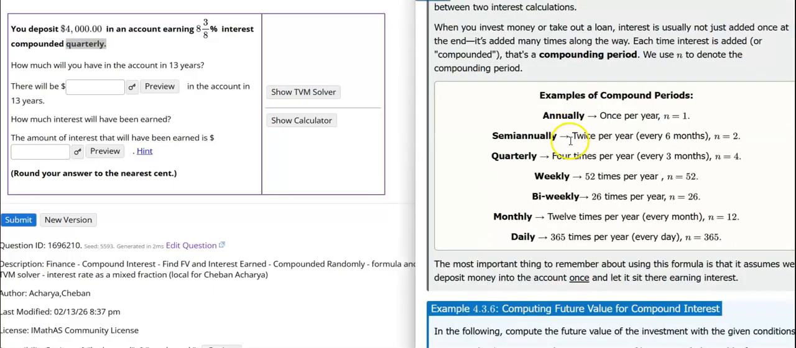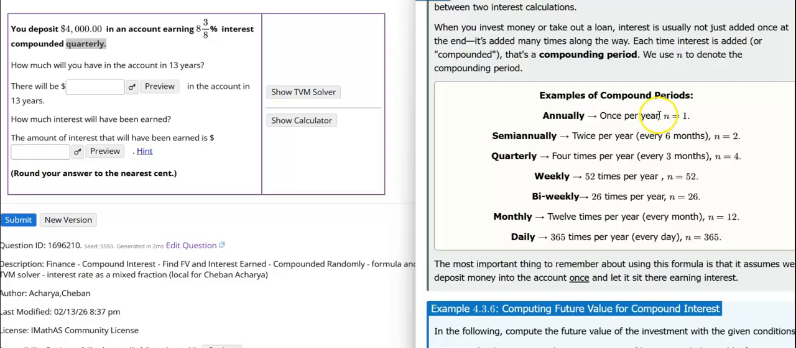So you remember that this is the chart in the book. You'll find it. Annually means one time a year. Semi-annually means twice per year, every 6 months, and quarterly is 4 times a year, and so on. So for each word, annually, semi-annually, quarterly, weekly, this is called the compounding period. They have a value for n.